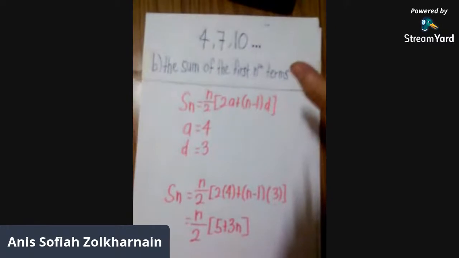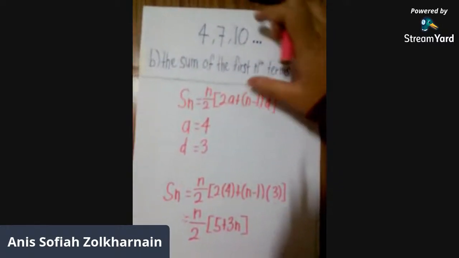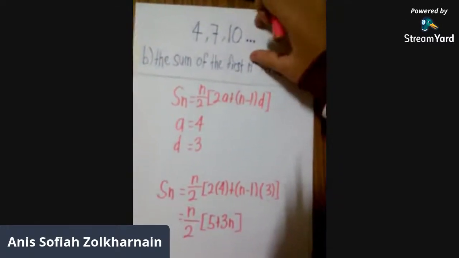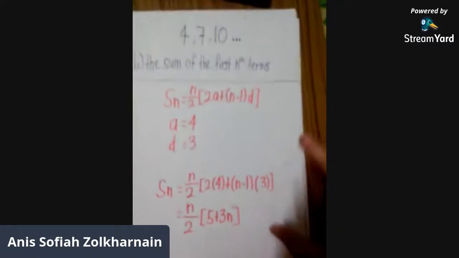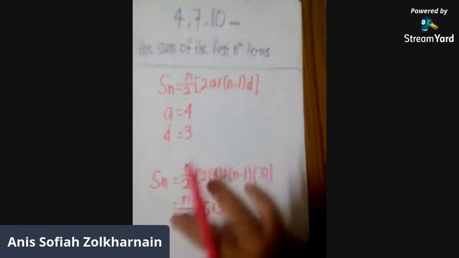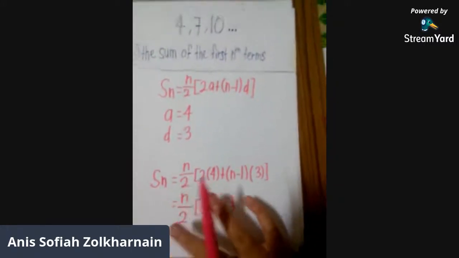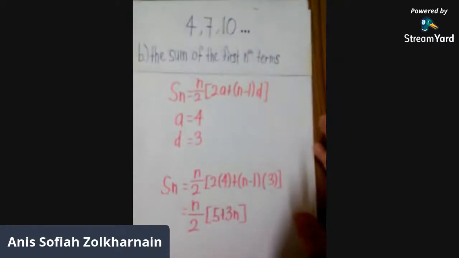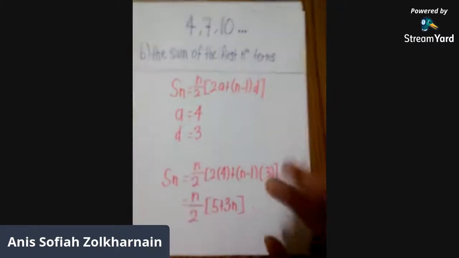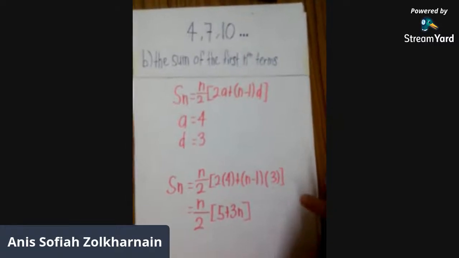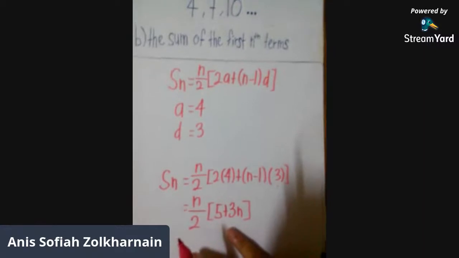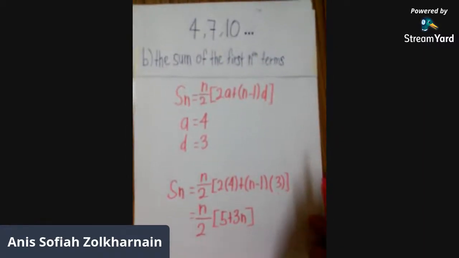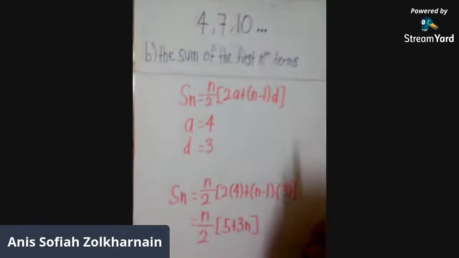This is the formula to calculate the sum of the first n terms for this particular progression. Whenever we want to find the sum of the first n terms for this progression, we just substitute the value of n here, and we will straight away get the sum. So the final answer is n over 2 in bracket 5 plus 3n. I hope you understand.